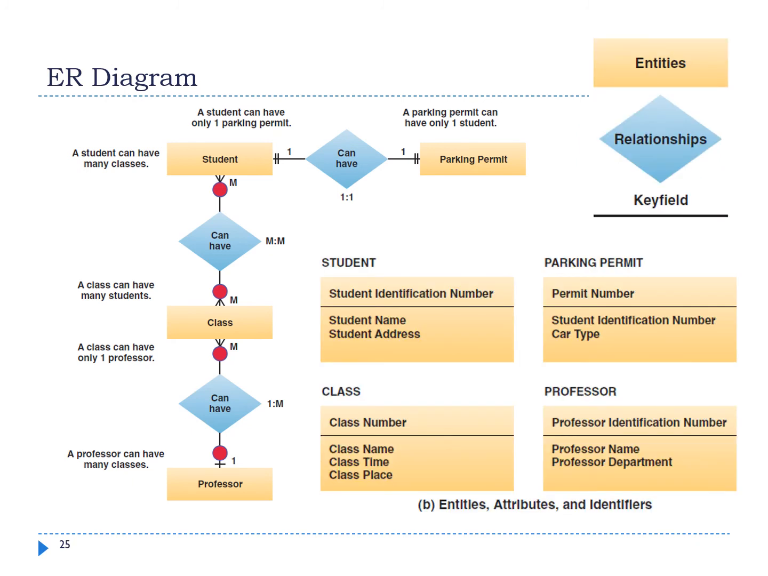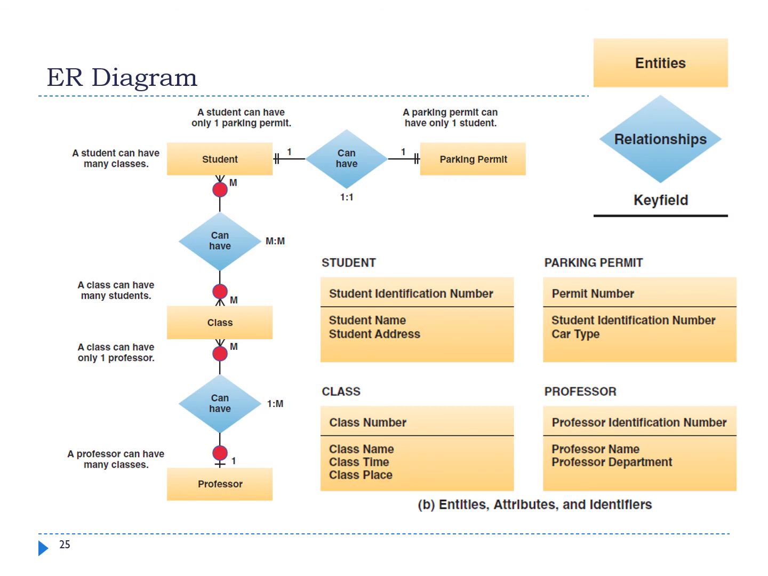Let's take a look at the attributes for each entity. The student entity has three attributes: student ID, student name, and student address. Student ID is the primary key. The parking permit entity also has three attributes: permit ID, student ID, and car type. Permit ID, or number, is the primary key, and student ID is the foreign key because it can uniquely identify a student in the student table. Student ID links the parking permit table and the student table together.